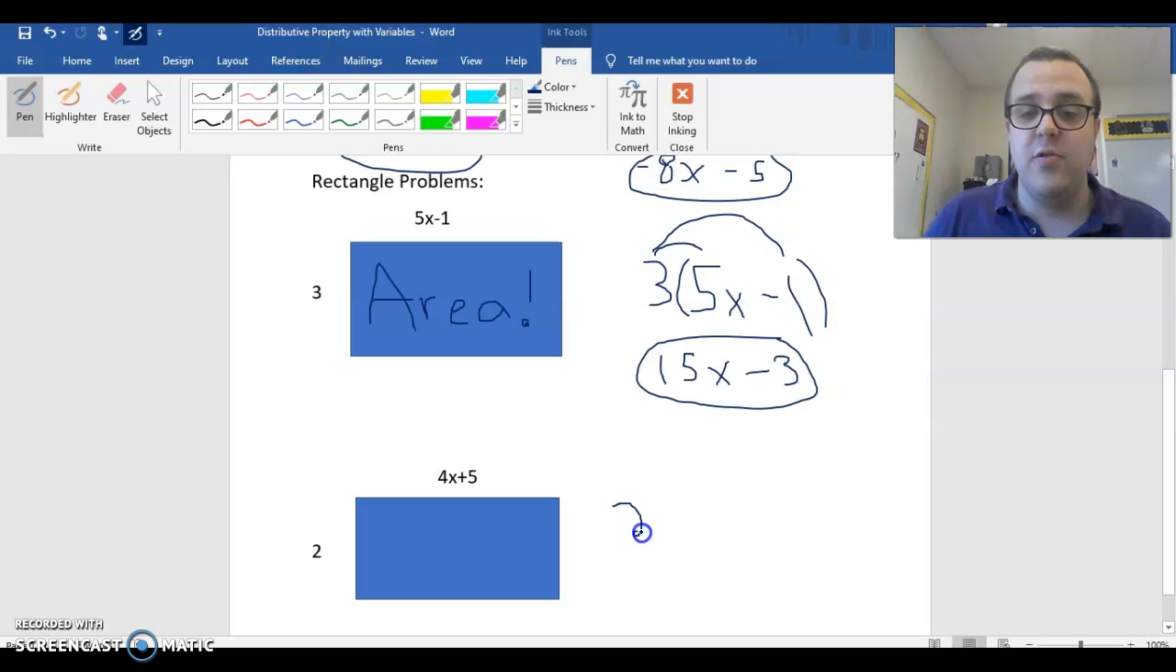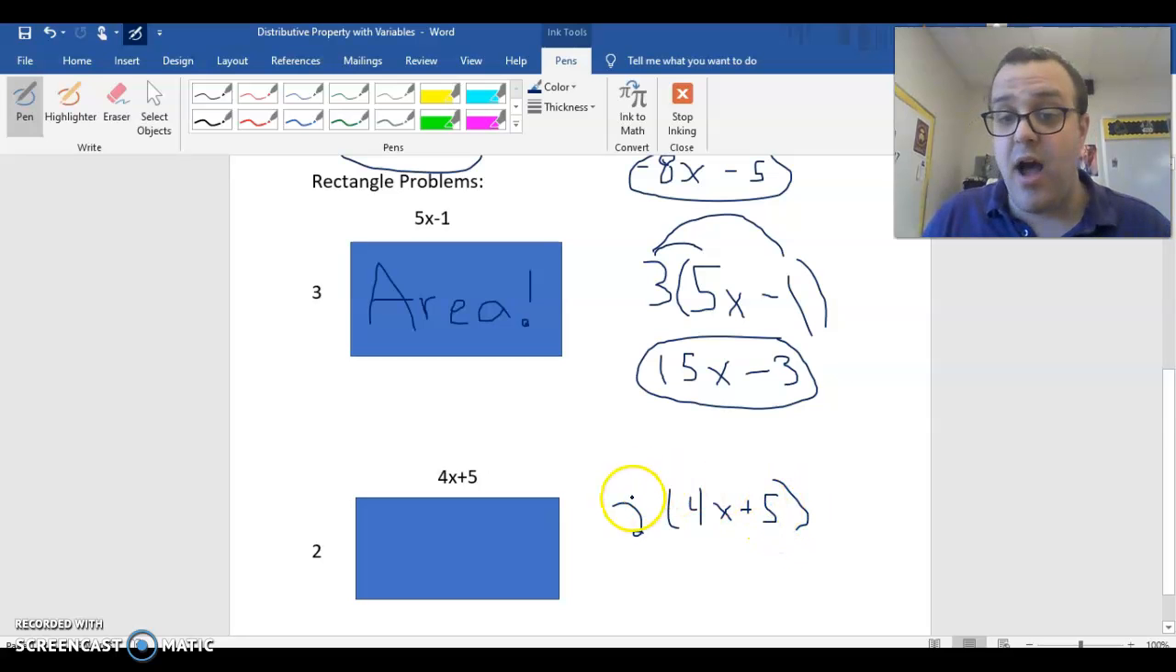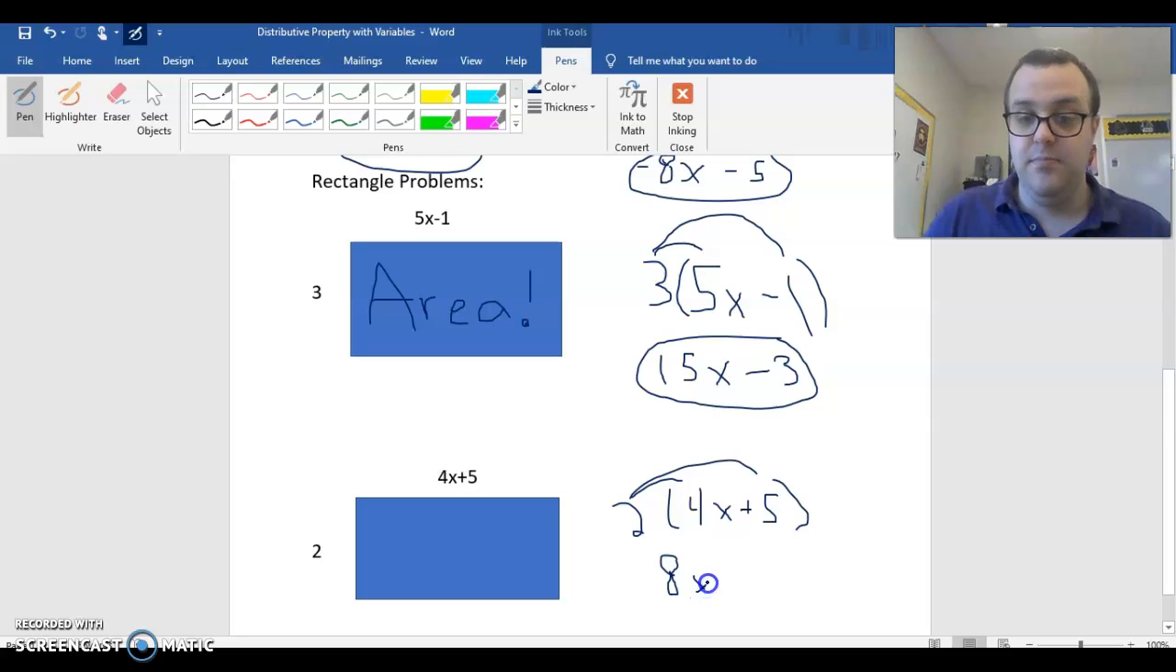We're going to have 2 times 4x plus 5. Again, when I find the area, I multiply the length times the width, or I multiply the two sides together. And I'm going to be set up with a distributive property problem. And I'll distribute. So I'll have 2 times 4x, which will be 8x. And then 2 times 5, which will be 10.